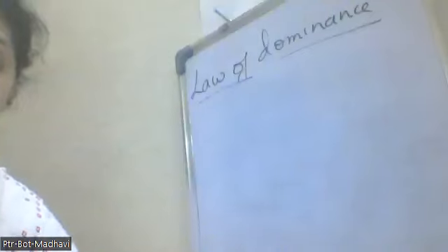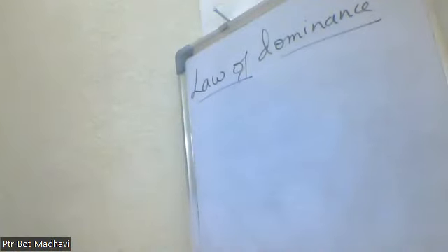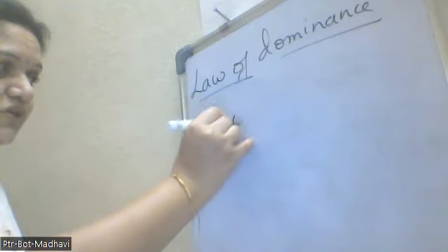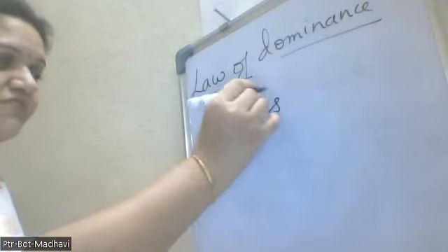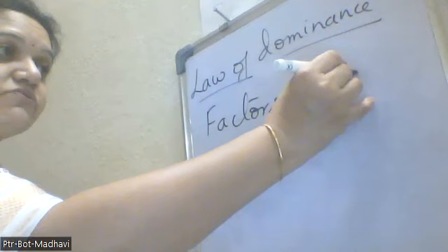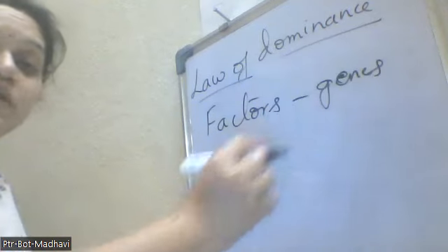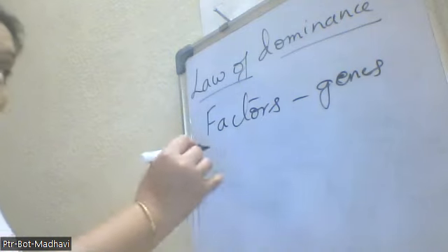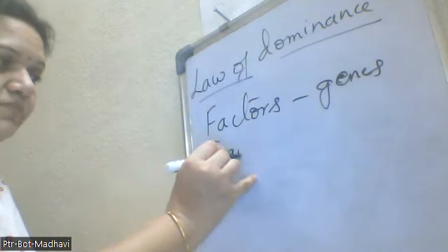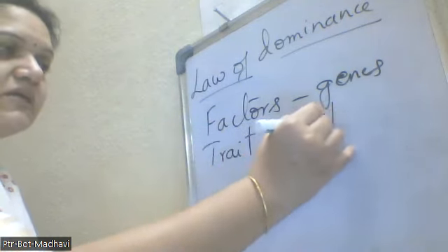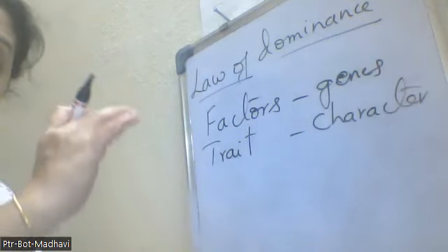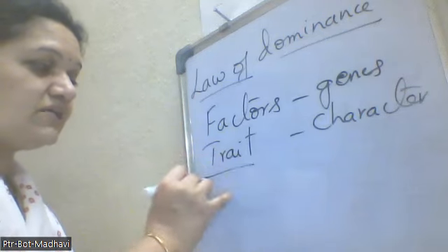He used the word factors. Okay, so factors are nothing but the genes. Now, we are saying factors are the genes. We changed this word to genes now. Next one, he used the word trait. Trait means character. Now we are saying it as character. At that time, Mendel used trait.